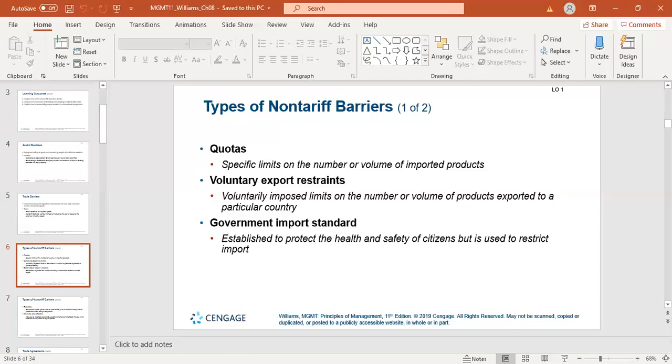This is page 161 and 162. Book lists 5 different types. We'll go over these so you have some idea of what you face going into an international market. One is just a quota. You can only bring in so many cars, so many pounds of peanuts, whatever it is. Not allowed to exceed that.